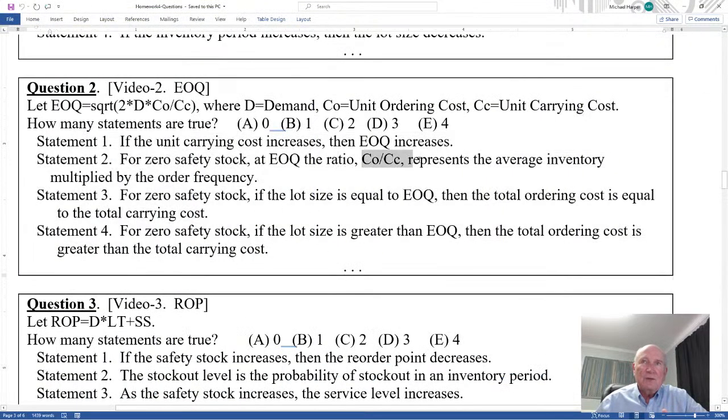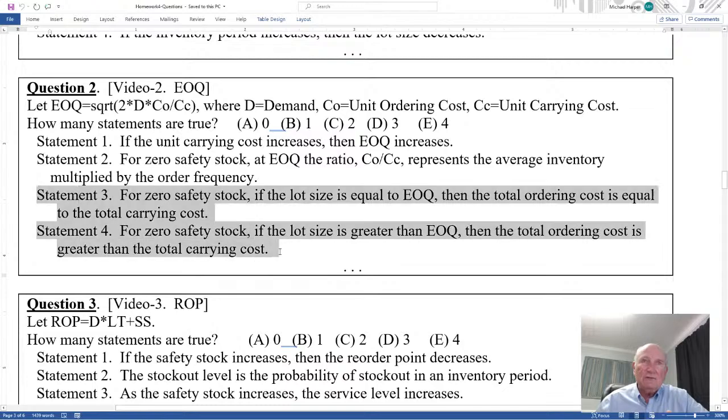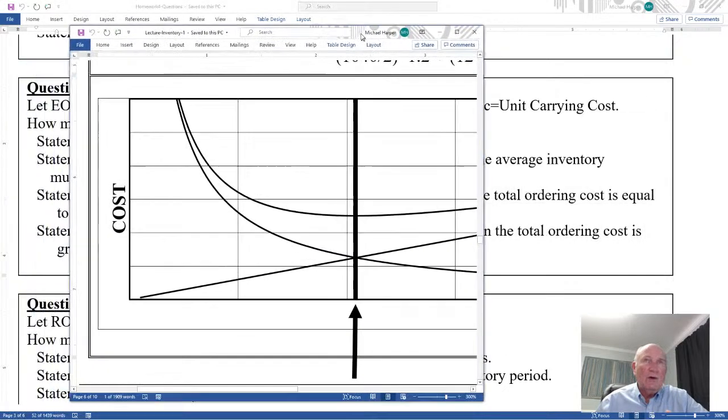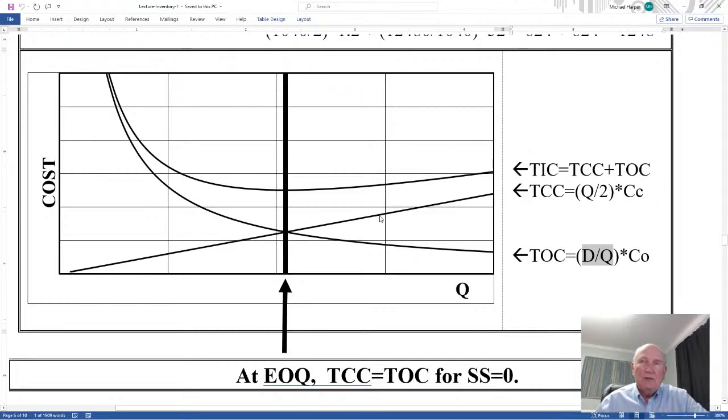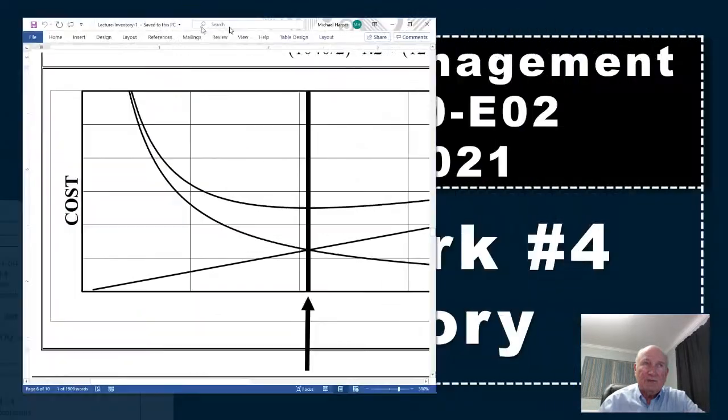This ratio represents the average inventory multiplied by the order frequency. Is that true or not? Okay, and statements 3 and 4 also refer to the same curve. If Q is more than EOQ, if Q is out here, then notice at that point the relationship between the carrying cost and the ordering cost. Or if Q is less than EOQ, down here, is the ordering or carrying cost larger or smaller than the other? So those questions refer to this graph right here.